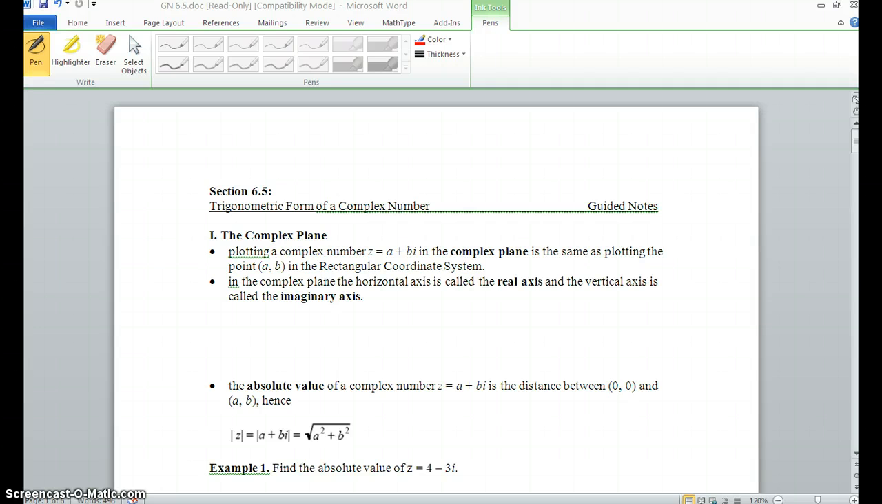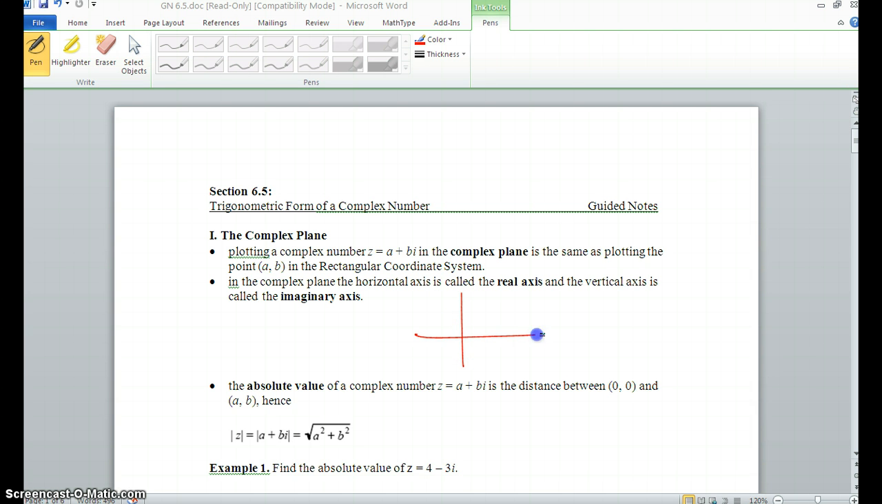The complex plane. Plotting a complex number z equals a plus bi in the complex plane is the same as plotting the point a comma b in the rectangular coordinate system. In the complex plane, the horizontal axis is called the real axis and the vertical axis is called the imaginary axis. Let's take a look.